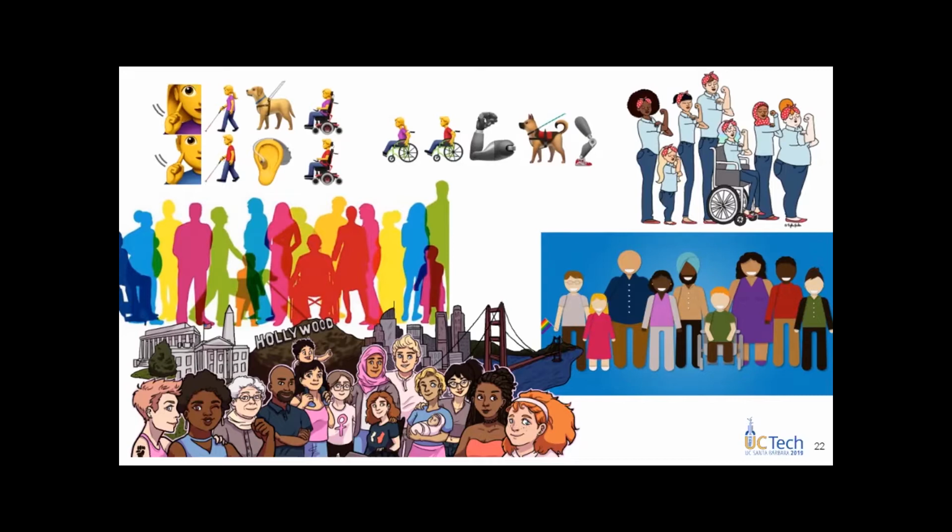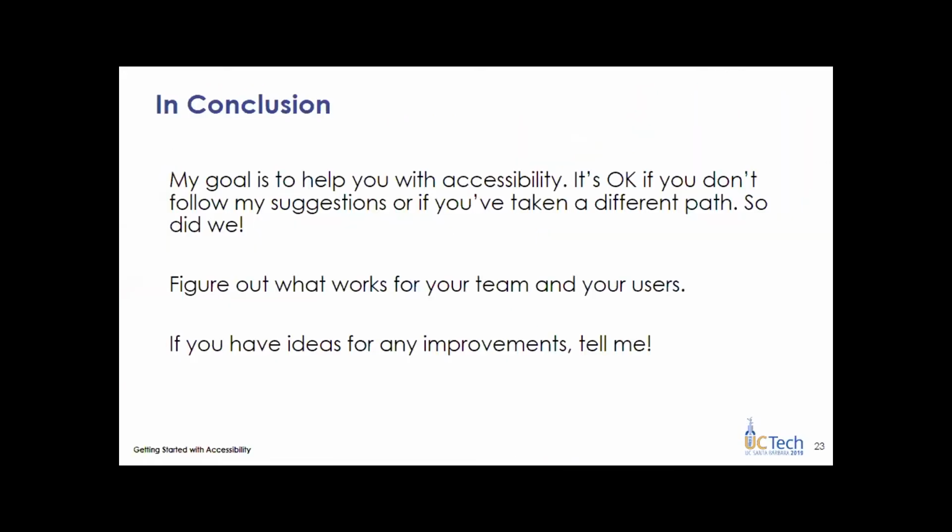Different gender presentations, different ability statuses, all of that. And then in conclusion, my goal with this is really just to help you get started with accessibility. You definitely don't have to follow my suggestions perfectly. You should really test things out on your team. We're an agile team, so it's really about testing things out, see what works for you. Don't do it just because I've said to do it.